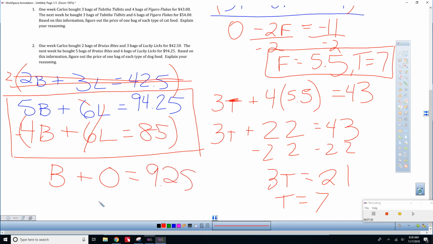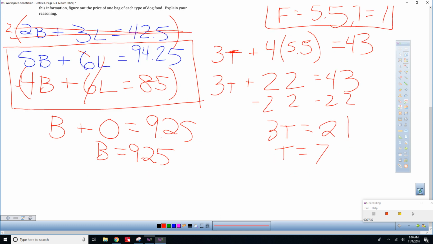So now we know that B is $9.25 a bag for Brutus's Bites. Plug it in wherever I want to any of these equations. So 5 times 9.25 plus 6 times L is 94.25.